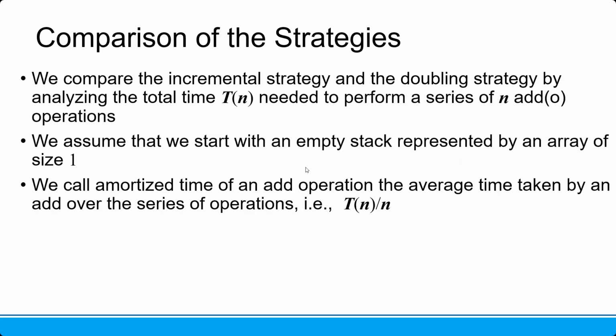Now we need to compare the strategies. We compare the incremental strategy and the doubling strategy by analyzing the total time Tn needed to perform a series of n add operations. So we need to check if we want to add an object to the array with the incremental strategy. This is the first strategy, and we want to compare it with the second strategy, the doubling strategy.